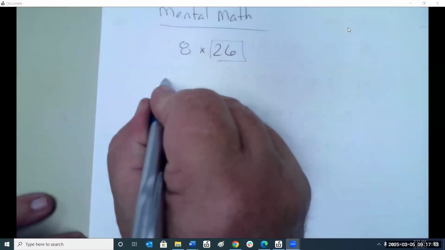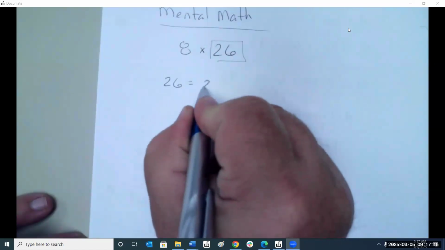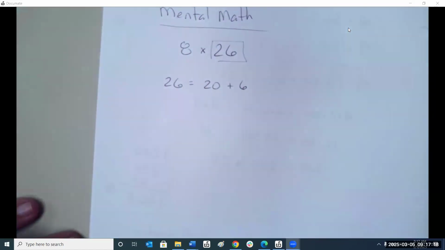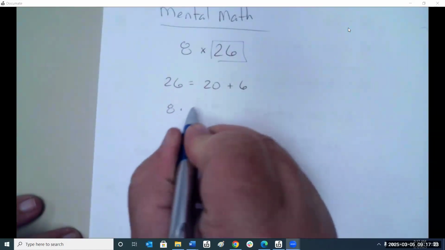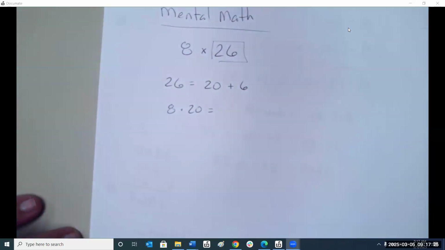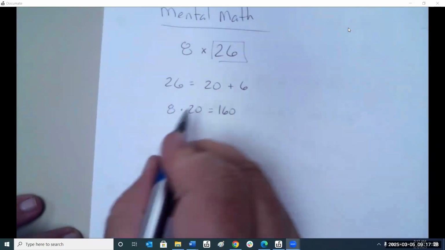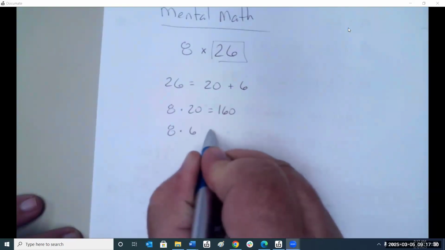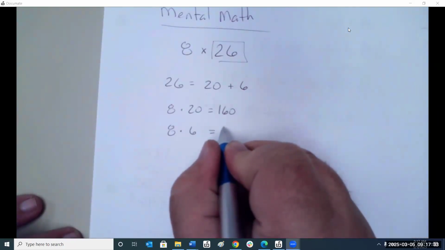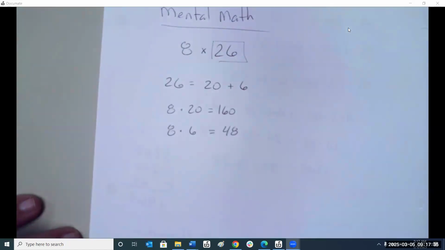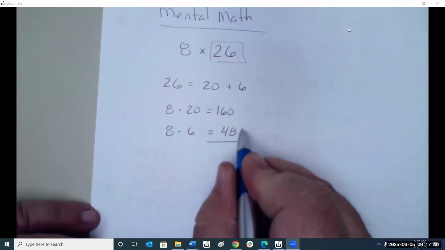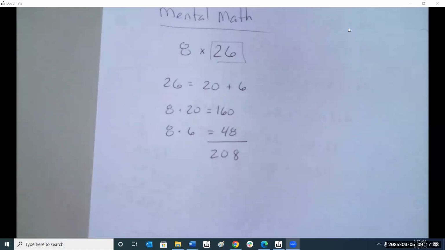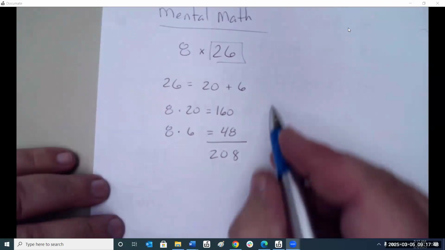So the first one, what is 26? That's 20 plus 6. So 8 times 20 is 160. 8 times 6 is 8 times 8, 64. And add those together, you get 208. That's one way.